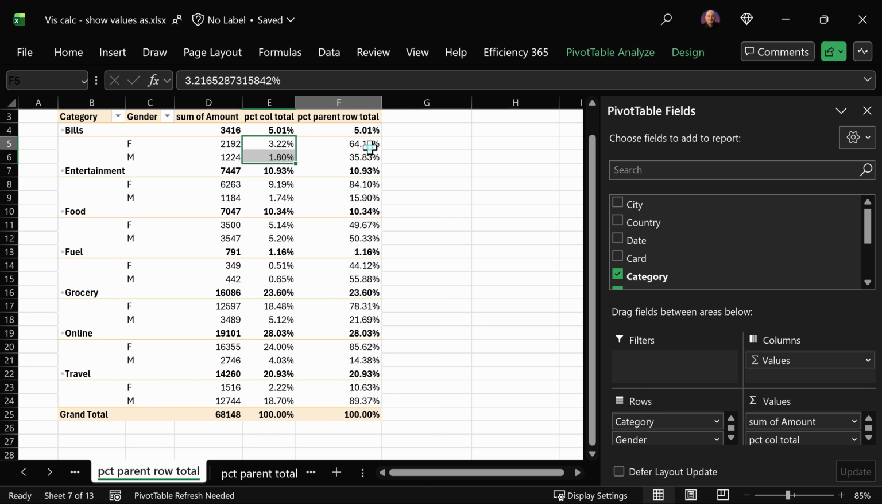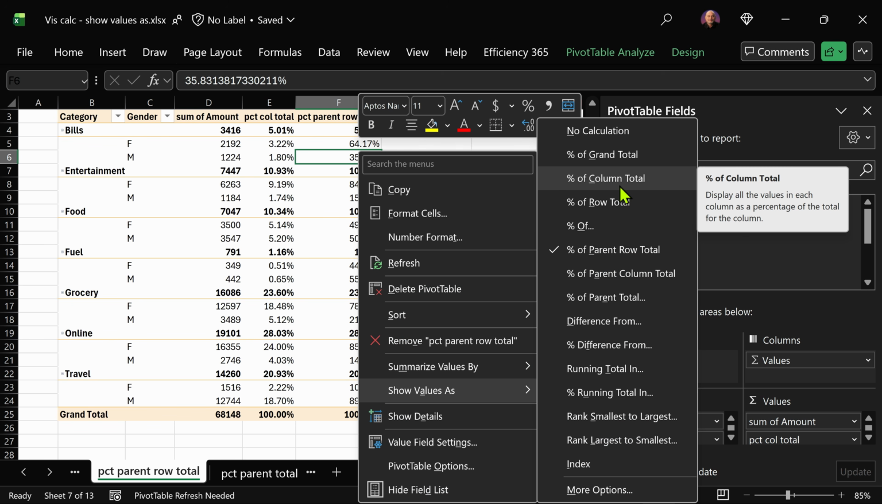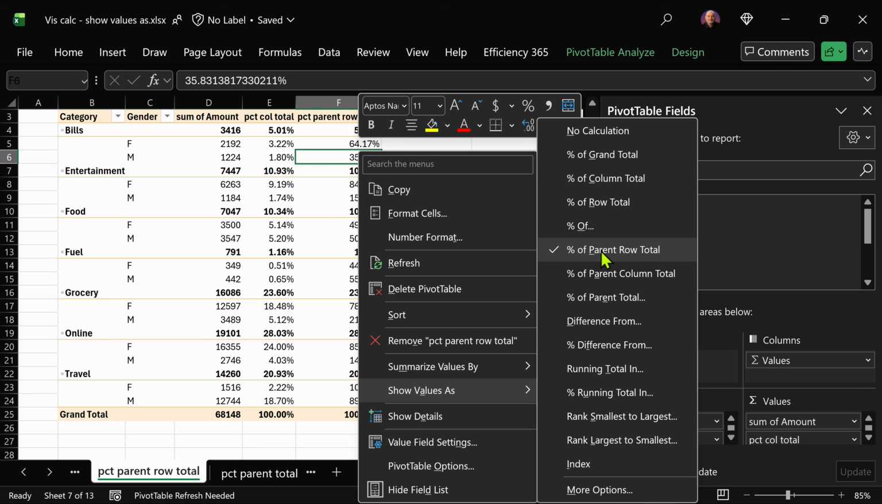And that is exactly what we have done here. 64 plus 35 is 100 and 84 plus 15 is also 100. Now I can compare saying under bills, female contribution is 64% and under entertainment, it is 84%. How we got this? Instead of just percent of column total, we said percent of parent row total.